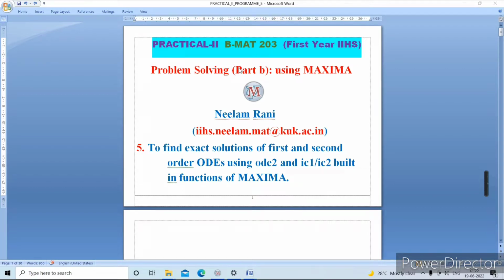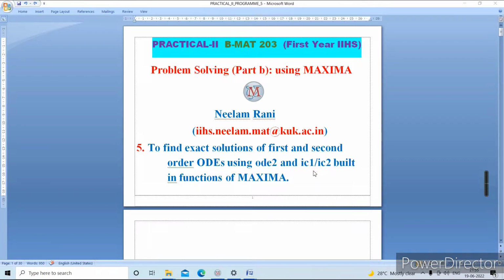Here we will find the exact solution of first and second order ordinary differential equations using the inbuilt functions of Maxima: ode2 and ic1, ic2. First I will tell how to enter the differential equation in Maxima software. Then I will solve first order differential equations and I will take an initial value problem.